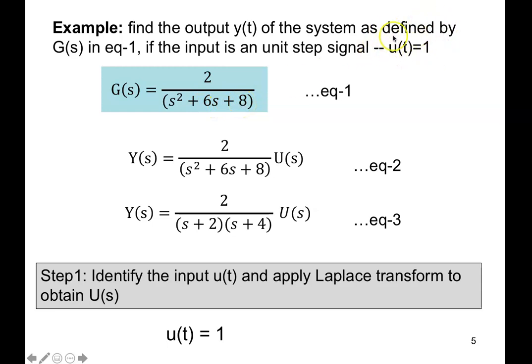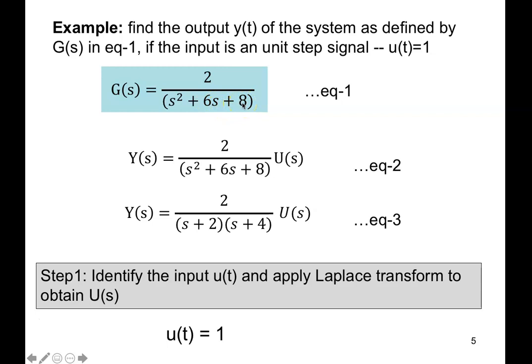My input is the unit step signal, which is 1. So remember in my previous slide, step number 1, to find the Laplace transform of 1. u(t) is 1, therefore the Laplace transform is 1 over s. Now, if I just go back a little bit, the transfer function of the system is 2 over s squared plus 6s plus 8.